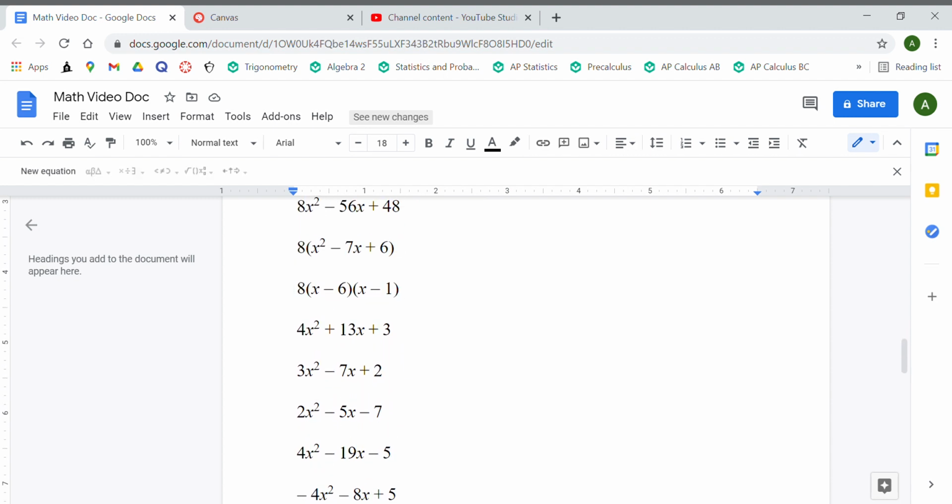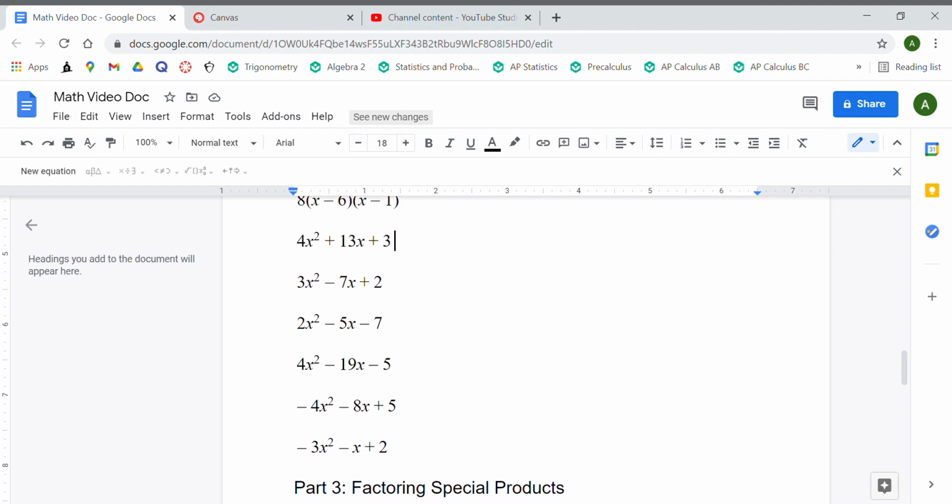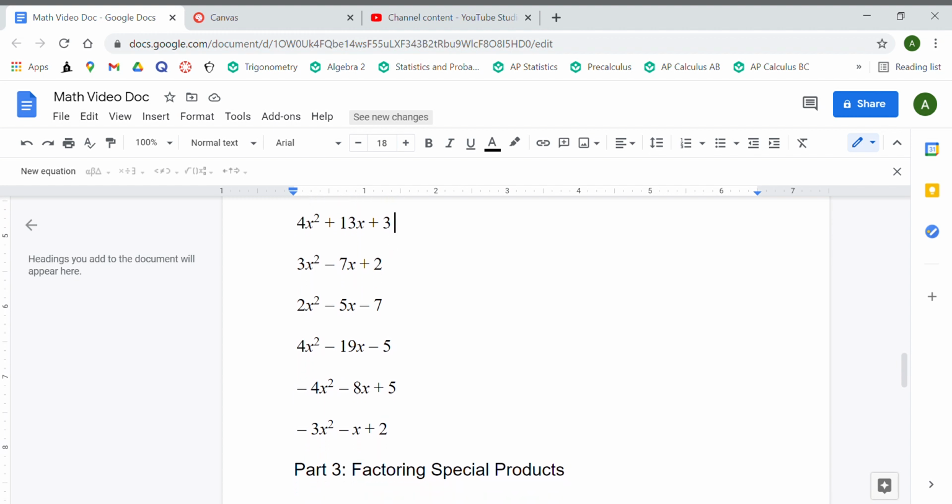All right, that's it for the easy stuff. I'm gonna be mean to you now. Here comes the hard stuff. So now we're looking at 4x squared plus 13x plus 3. Okay? So there is no greatest common factor, but don't worry, this is still factorable. It is gonna get a little ugly, so be prepared.